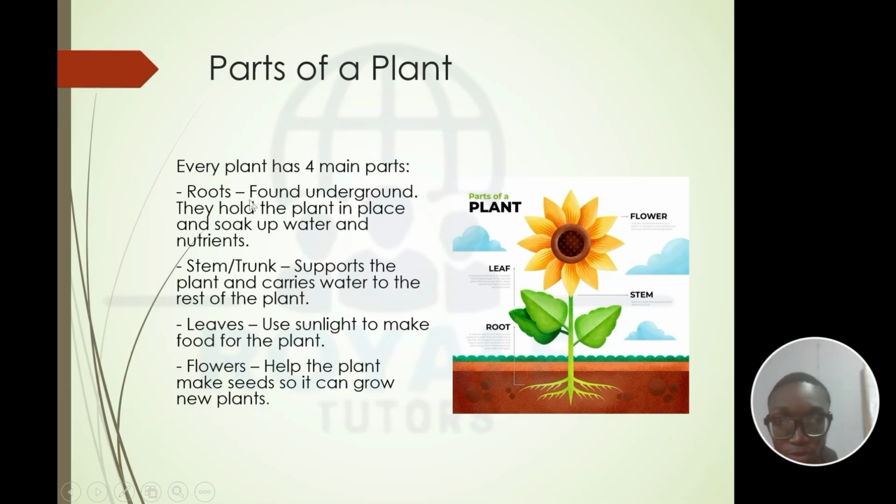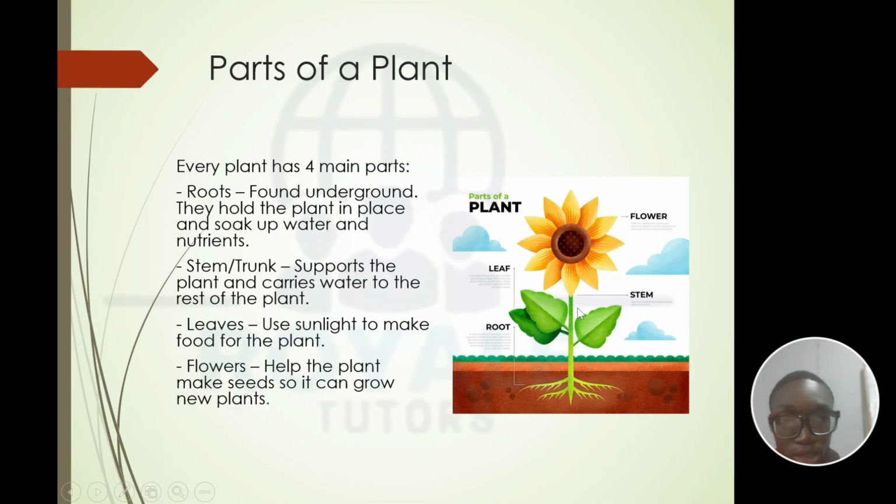So we said we have the roots, right? What are the roots? The roots are in the soil. They help to what? They hold the plant and they soak up water and nutrients from the soil so that the nutrients can get to all parts of the plant. Then we have the stem or the trunk. What did we say it is for again? We said it supports the plant so your plant won't fall, so your plants will stay strong, just like your skeleton in your body. And it also helps to carry water to other parts of the plant. So it carries water that has been taken up by the roots and takes it up to other parts of the plant.